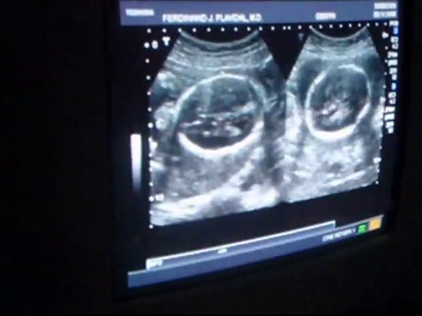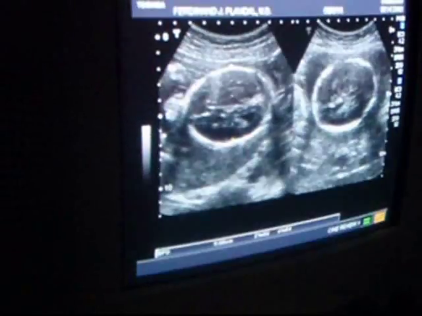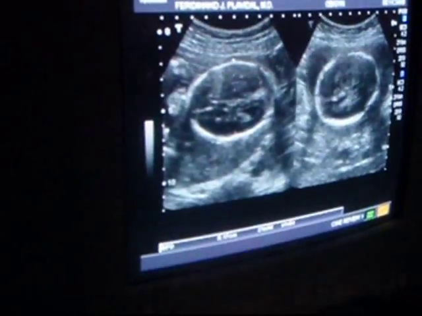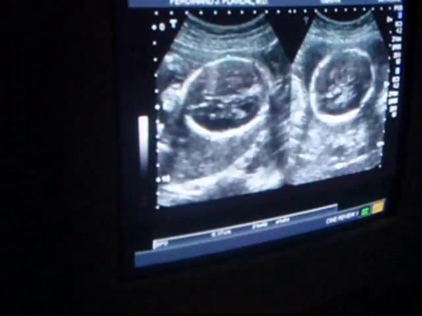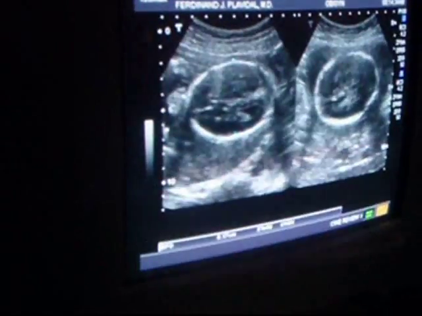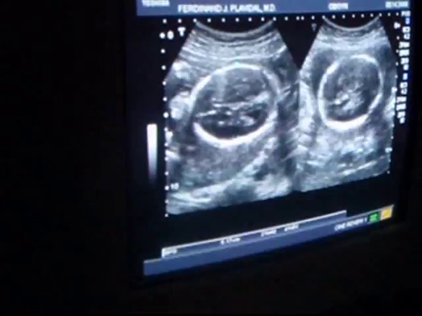Here's the outer edge of the skull, from the inner edge of the skull. That's the biparietal diameter. And we'll set that. I'm going to go ahead and move that over and go now. Oh, let's go back. I want to get the head circumference.